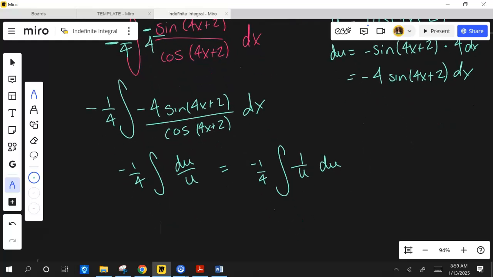Yes. This one comes up all the time. Anytime you have x to the negative 1, u to the negative 1, 1 over x, 1 over u, that's always a natural log. So it's negative 1/4 the log of u plus c.